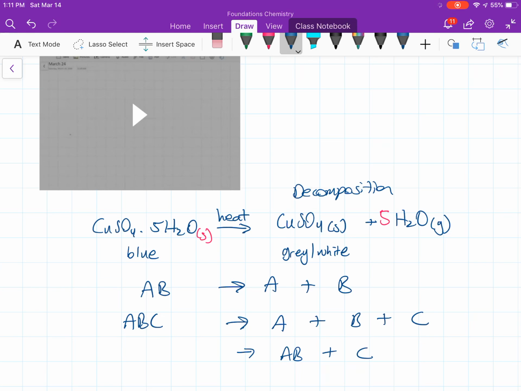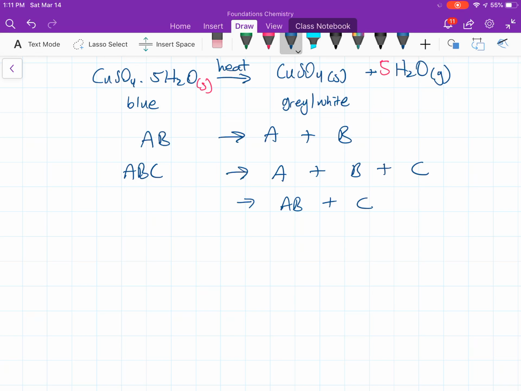And we did a decomposition reaction in class. And this one, if you remember, we actually went back and we added water, and then we reversed it. We took our decomposition reaction, added water, and then it was a synthesis reaction again because we were back with our copper sulfate pentahydrate.